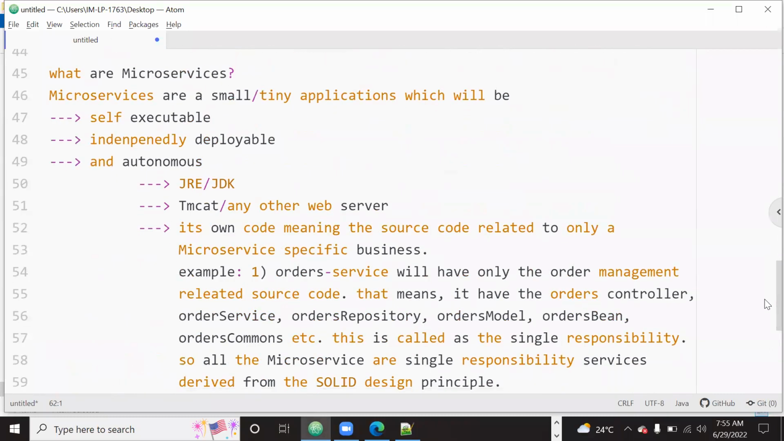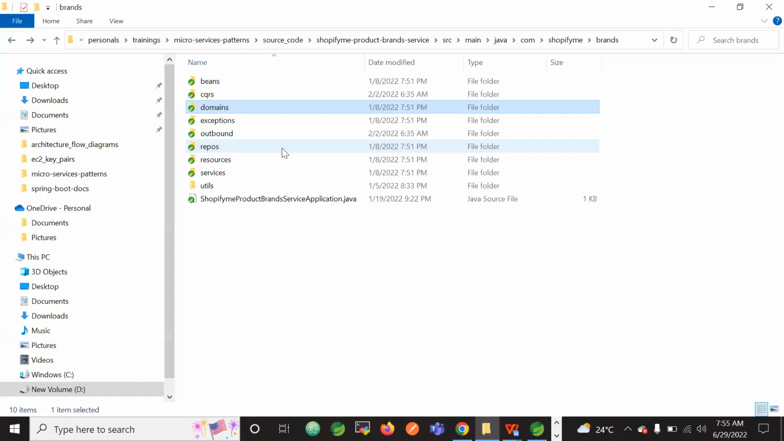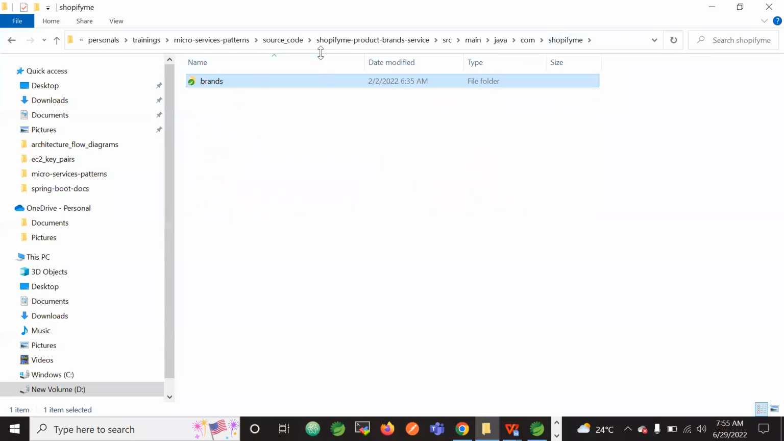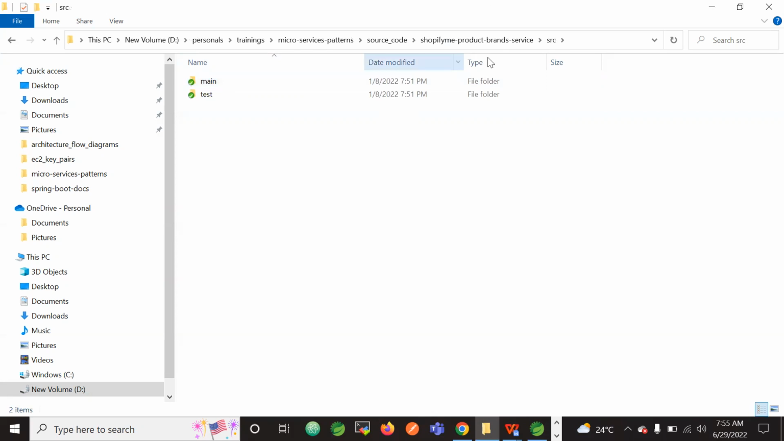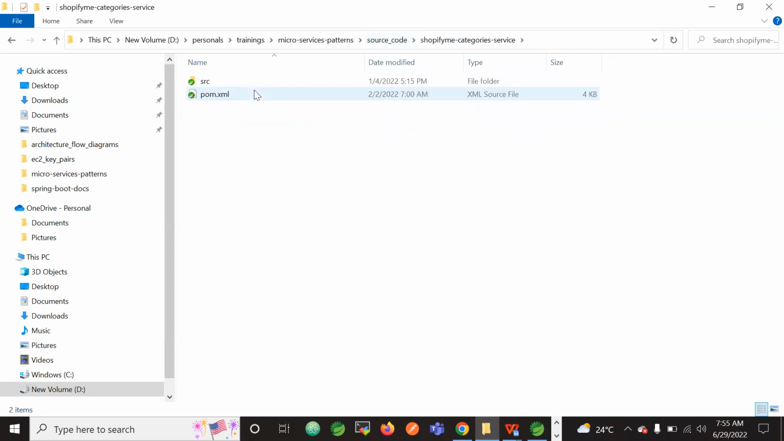Now, do you understand what microservices are? Microservices are small or tiny applications which will be self-executable. That means these microservices will execute on their own. Product will execute on its own, and categories will execute on its own.